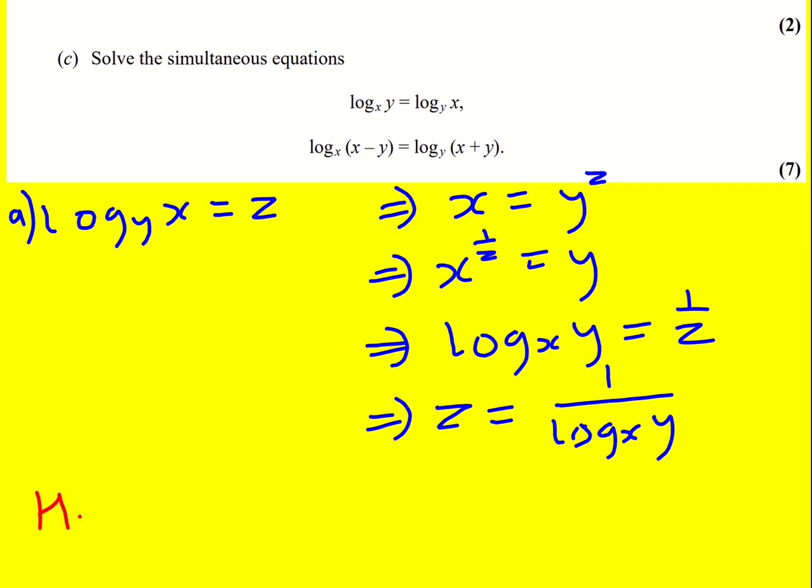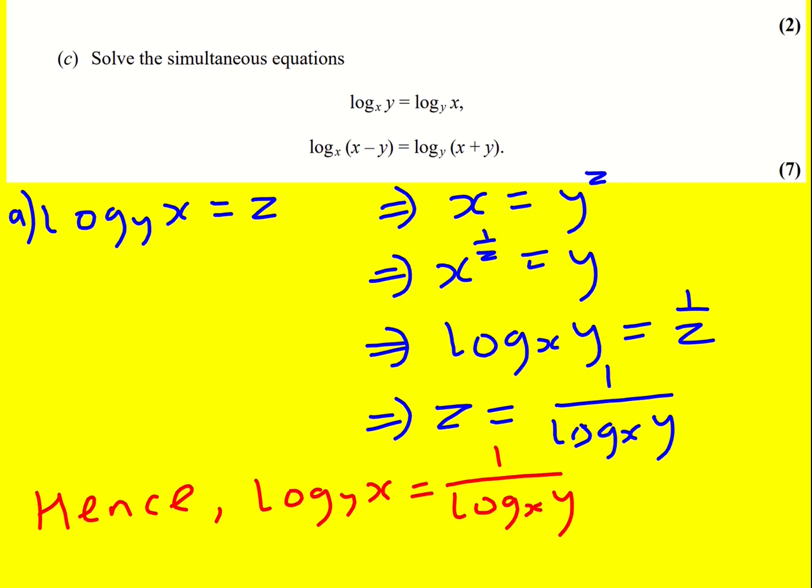Hence, log to base y of x is equal to 1 over log to base x of y. That's a result worth knowing, in fact. It's a nice result.